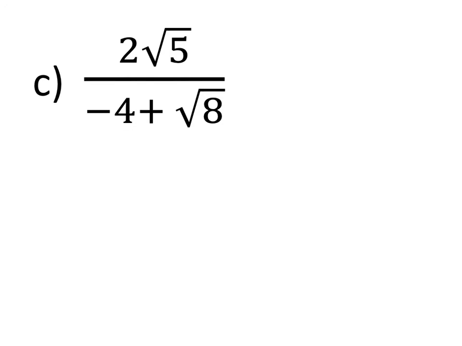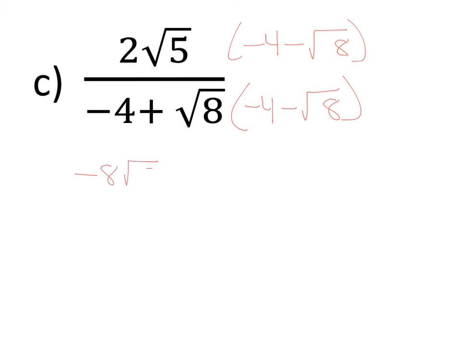All right, so after you've paused the video, you should have multiplied by negative 4 minus root 8. I multiply by that conjugate, negative 4 minus root 8. Now you should have distributed that to both parts. So when you do that, you get negative 2 times negative 4 is negative 8 root 5. And then you take 2 root 5 times that negative root 8 and get negative 2 root 40.